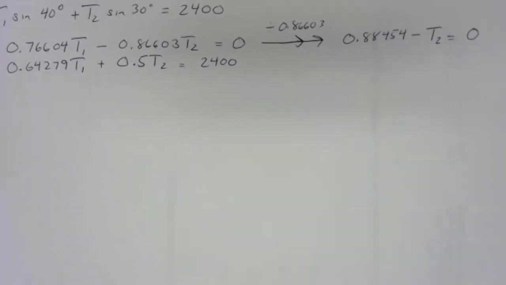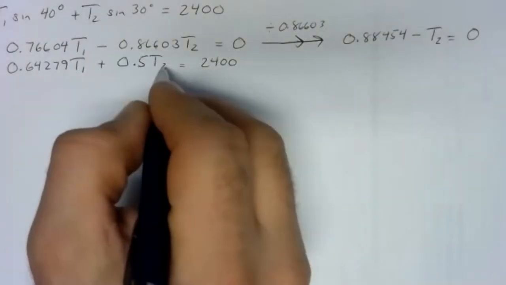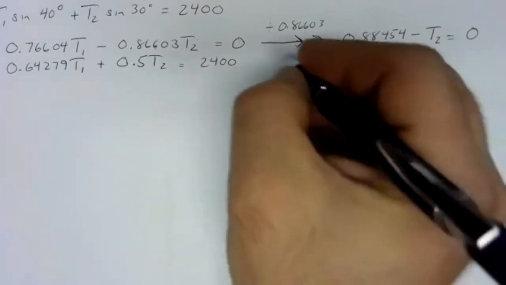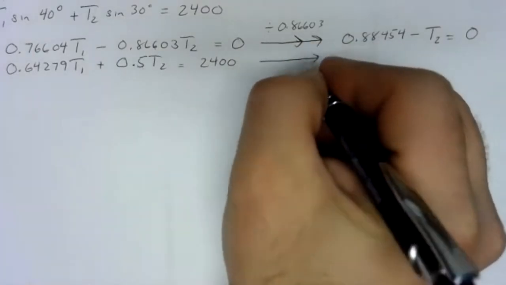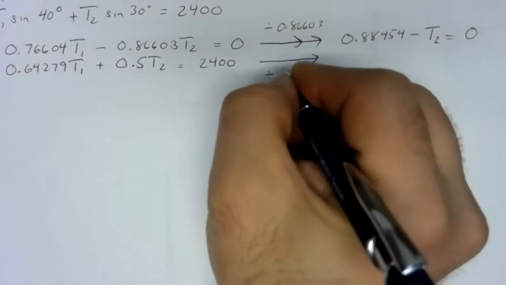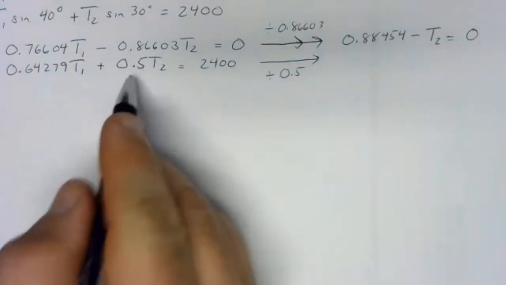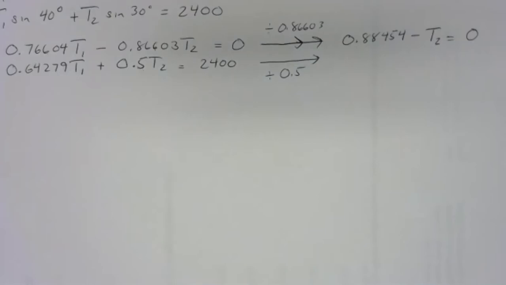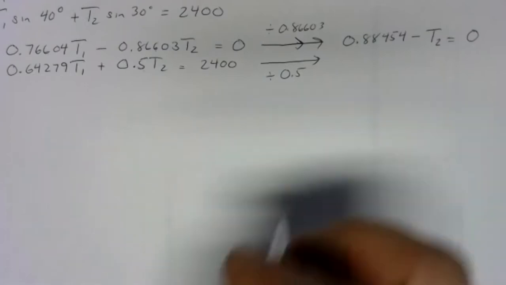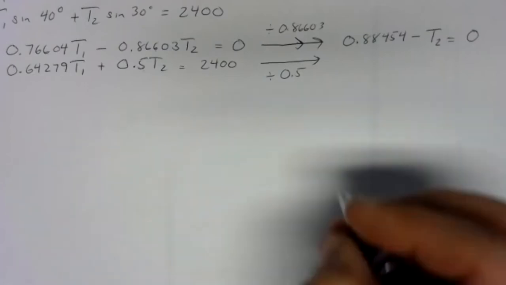So that simplified the equation a little bit. We've got at least a simple coefficient in front of T2. Well, we can do the same thing in the second equation. The coefficient of T2 in the second equation is 0.5. So if I divide each term by 0.5, that will leave a plus 1 T2. So first term, we'd have 0.64279 divided by 0.5. That's 1.2856.